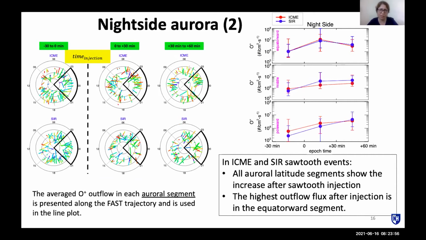To have a closer look at the night side region of aurora, I looked at the average outflow flux in auroral segments. And here in the line plots, I showed the median of oxygen outflow flux in the equator-ward segment at the top. Then I showed the median of outflow flux in the middle segment and in the poleward segment. We see that in all auroral segments, oxygen outflow flux increases after injection time in the night side region of aurora, and the maximum of the outflow flux after injection time occurs in the equator-ward segment of aurora in the night side region.